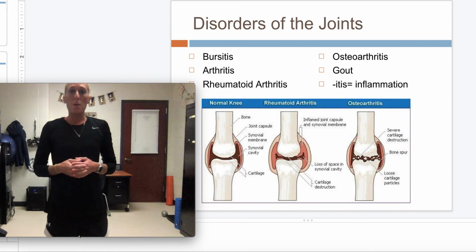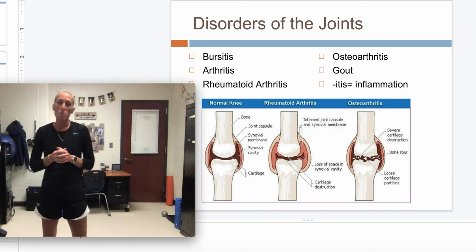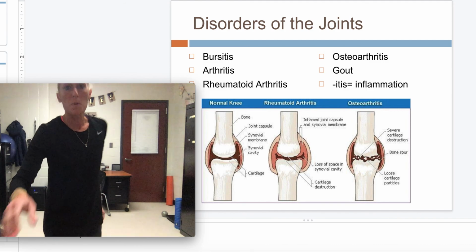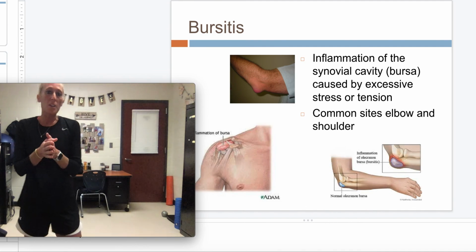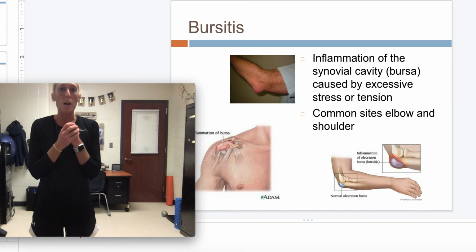Disorders of joints. We have bursitis, arthritis, rheumatoid arthritis, osteoarthritis, gout. Anything that's itis is inflammation of. Remember that. All right, bursitis. So bursitis is inflammation of the bursa sacs. It's a synovial cavity that is around a joint.